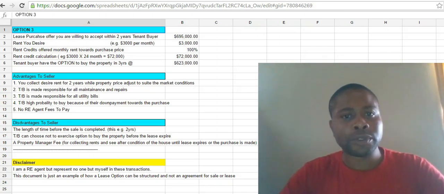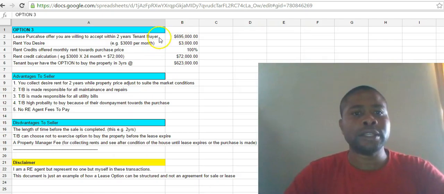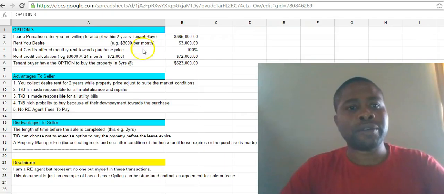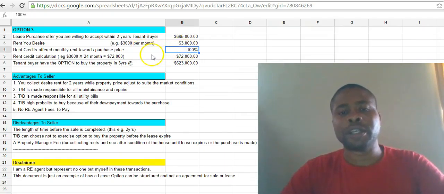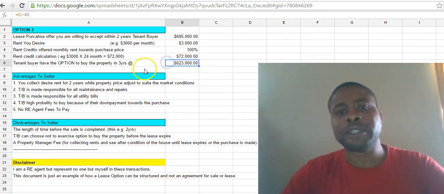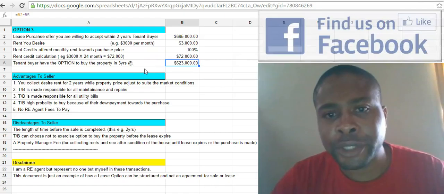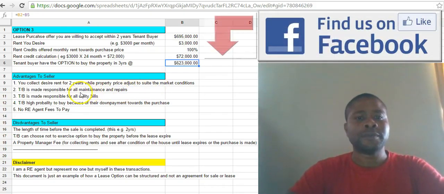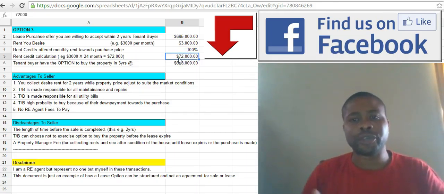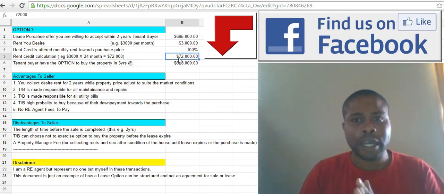And the last option or scenario here is again $695,000, but this is agreed on 2 years, $3,000 a month again. But as you can see here, the rent credit is $100,000, which equates to $72,000 towards the purchase price. So this tenant buyer looks for $623,000 at the end of 2 years. And why so much rent credit? Because it's a shorter period, so it allows the seller to cash out quicker than if you have to wait 3 or 5 years to actually get the remainder of the money for the property.